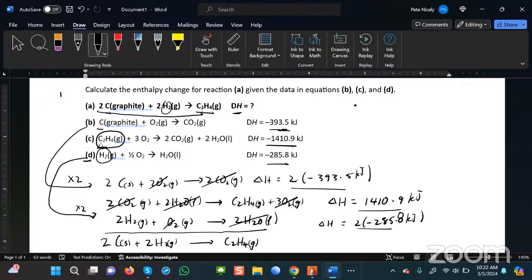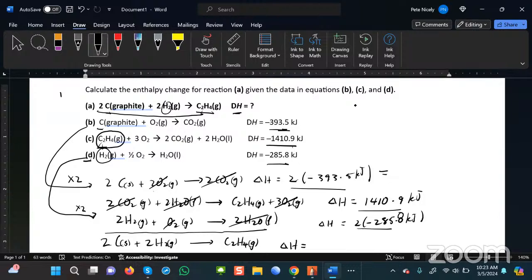And that is exactly the same equation as the original equation, which means that now we can calculate the delta H value by adding up all these values that we determined earlier. So 2 times 393.5 minus, and then we're going to add that to 1410.9, and then we're going to add that to 285.8 minus, oh shoot, okay. You know what, let me do this piecemeal.